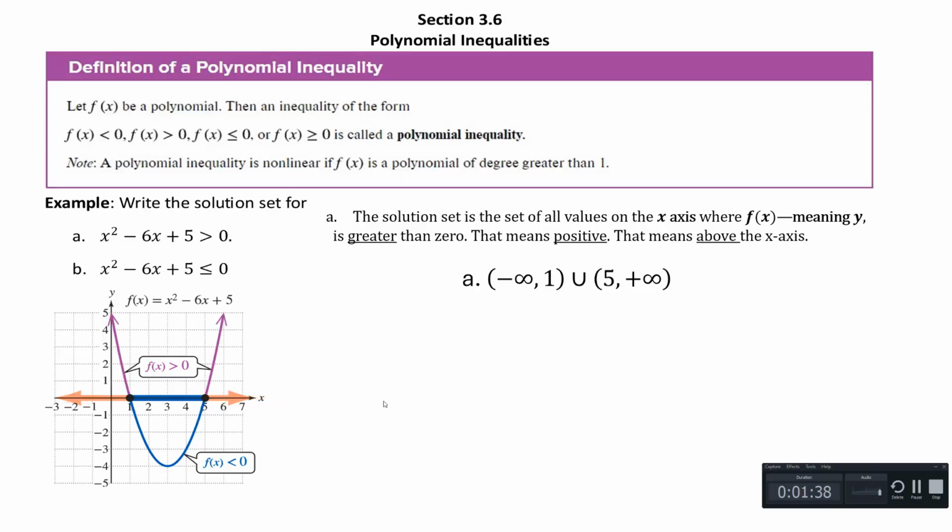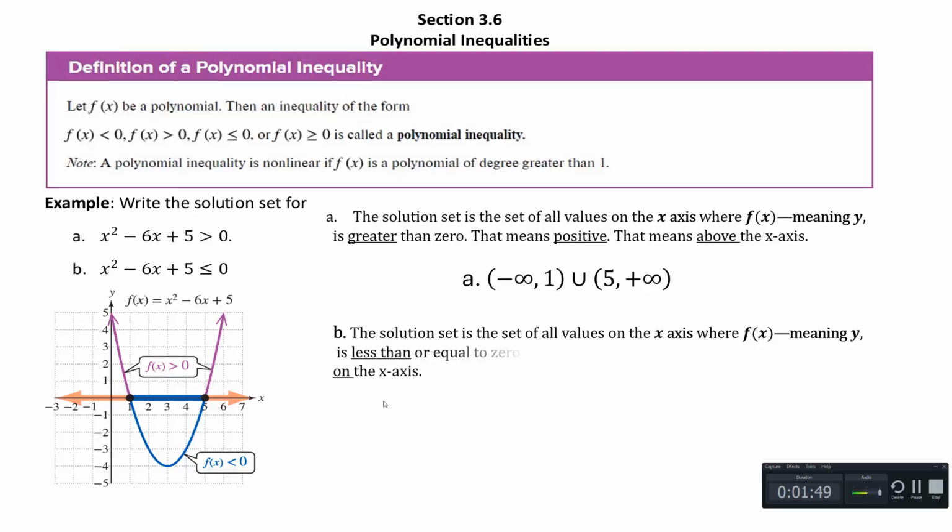So for part B, it's less than or equal to 0, same function. And the solution set is the set of all values on the x-axis where f of x, meaning y, is less than or equal to 0. That means negative or 0. That means below or on the x-axis. And so this is where that happens. Between 1 and 5, including 1 and 5, is going to be the solution set. So that is what we mean by solving a polynomial inequality.